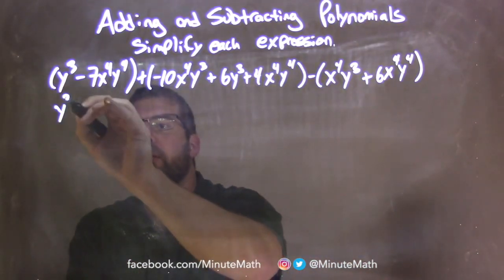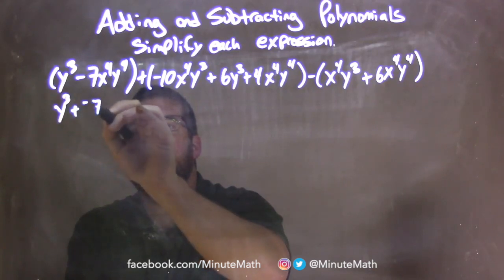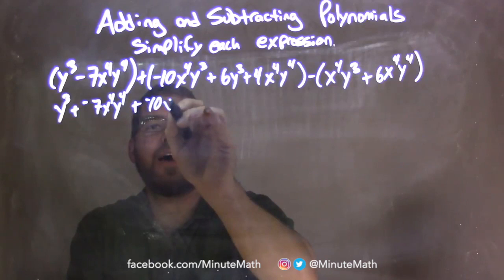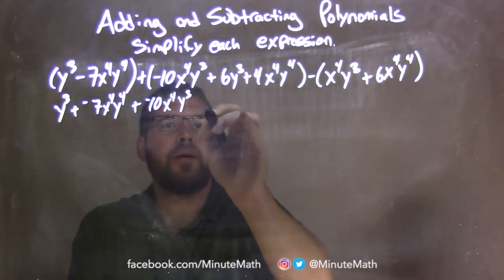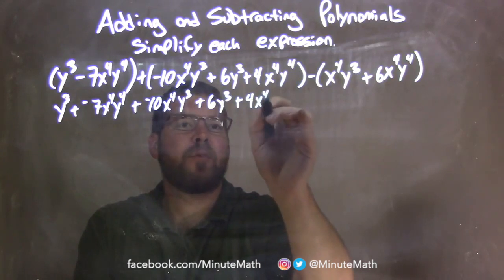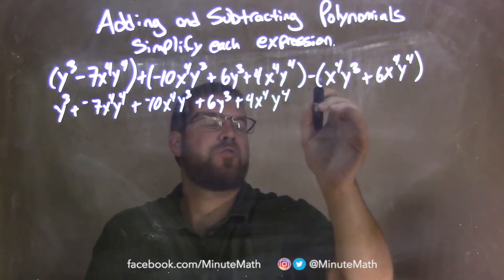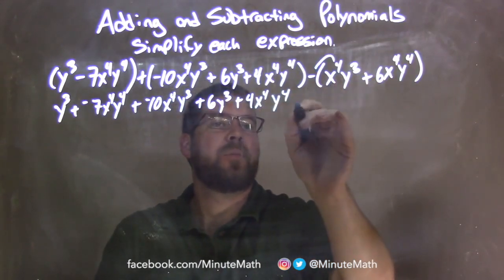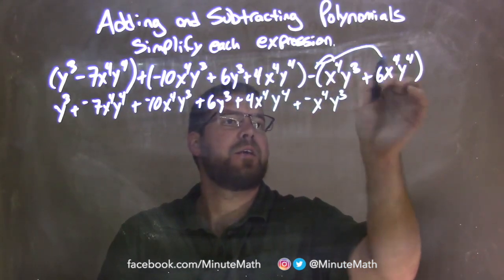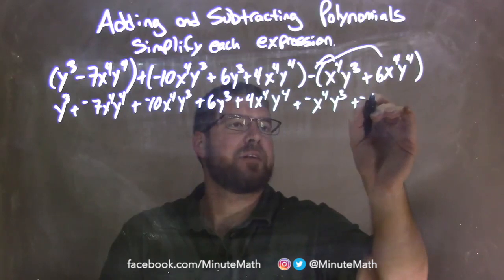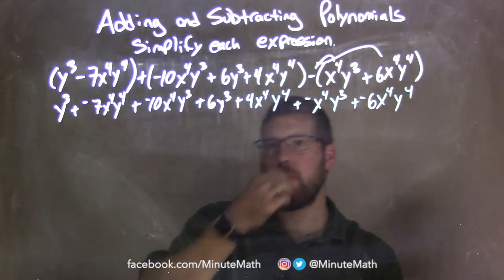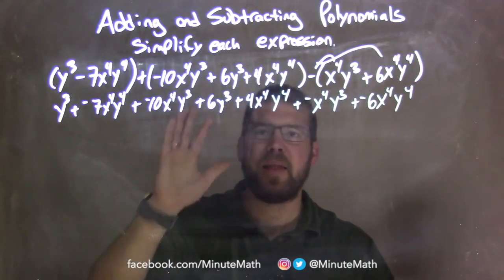So we have y to the third plus a negative 7x to the fourth y to the fourth plus a negative 10x to the fourth y to the third plus 6y to the third plus 4x to the fourth y to the fourth. Now let's distribute the subtraction sign across: plus a negative x to the fourth y to the third, then plus a negative 6x to the fourth y to the fourth. So now I'm going to put my like terms together in the highest degree first.